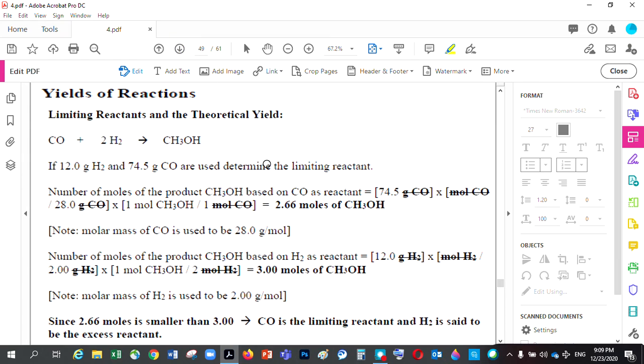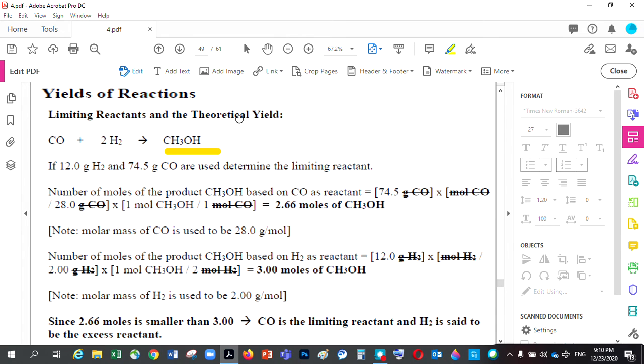Straightforward. So let's look at the yields of reactions. Here we have to calculate the limiting reactant and the theoretical yield. And as I said, we have this carbon monoxide reacting with hydrogen to give us methanol. This type of reaction is called synthesis or combination. Again, it's a redox reaction, as you can see.